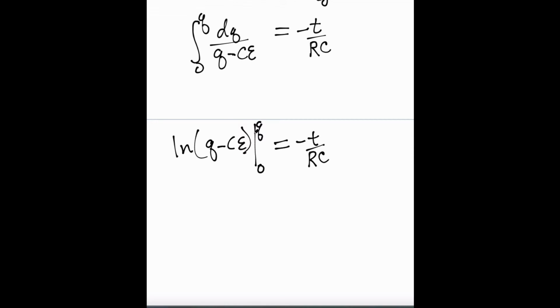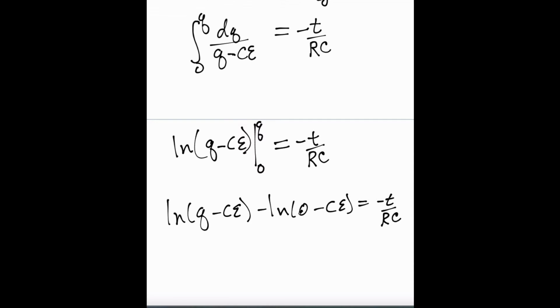So if we use our limit notation here, we can say natural log of q minus ce minus natural log of 0 minus ce equals negative t over rc.